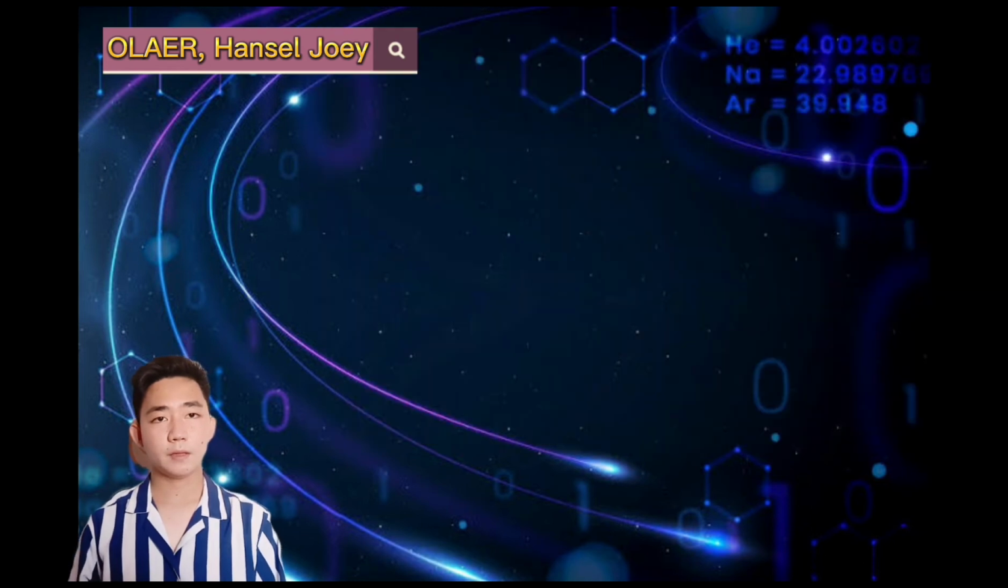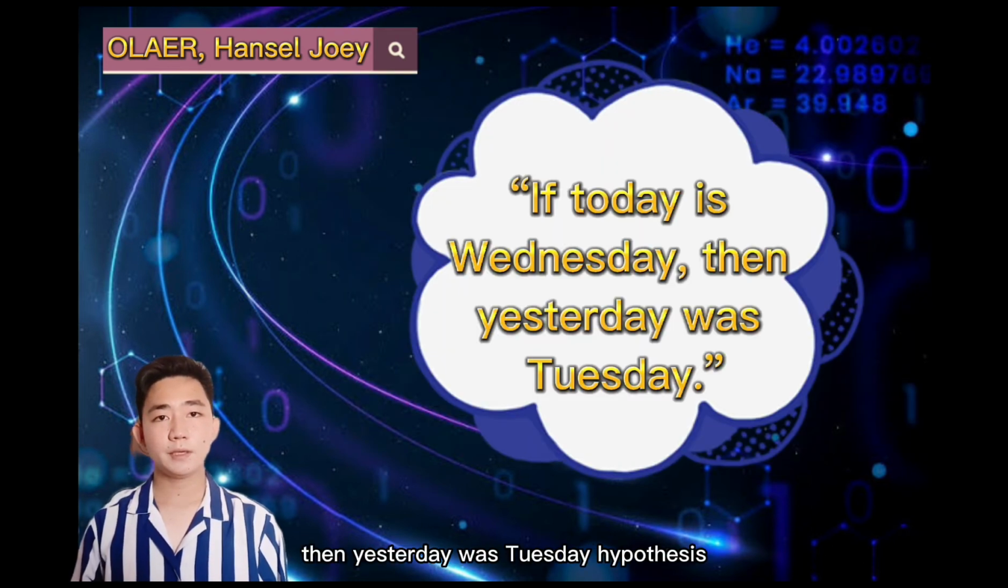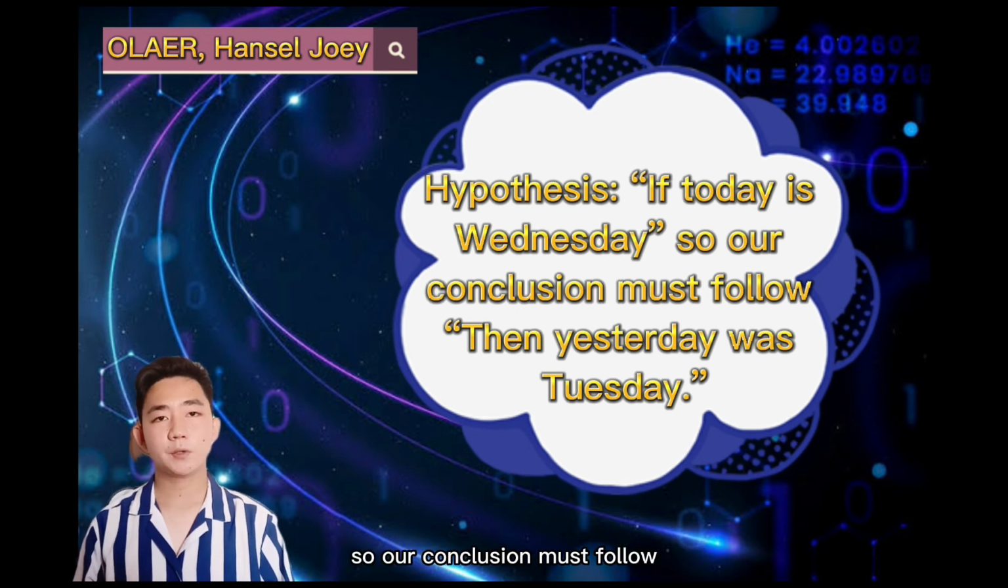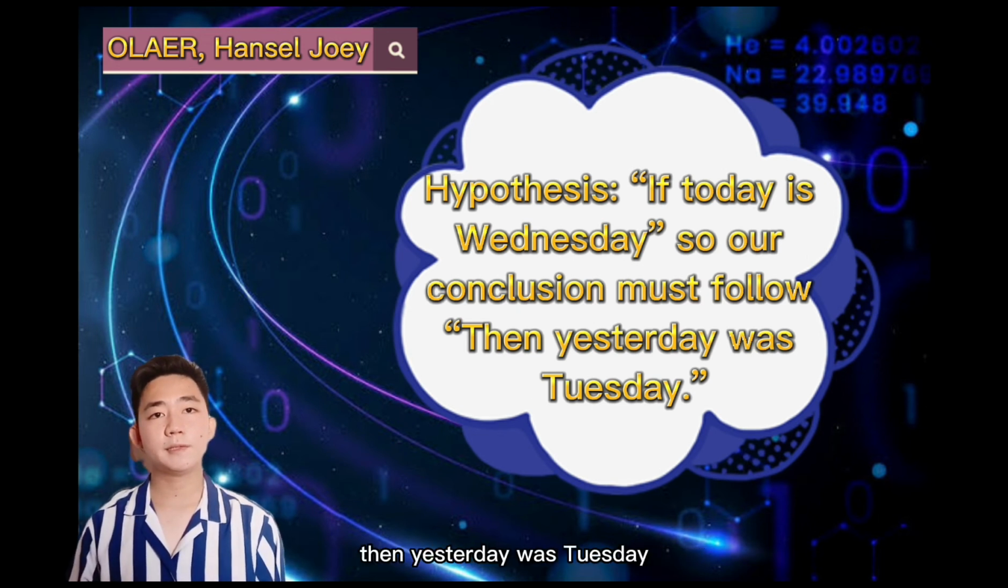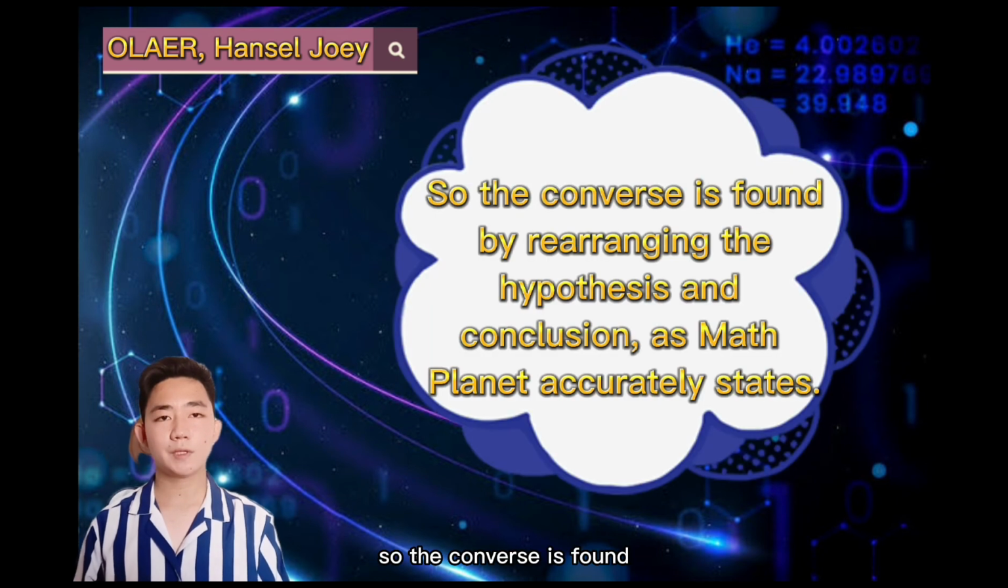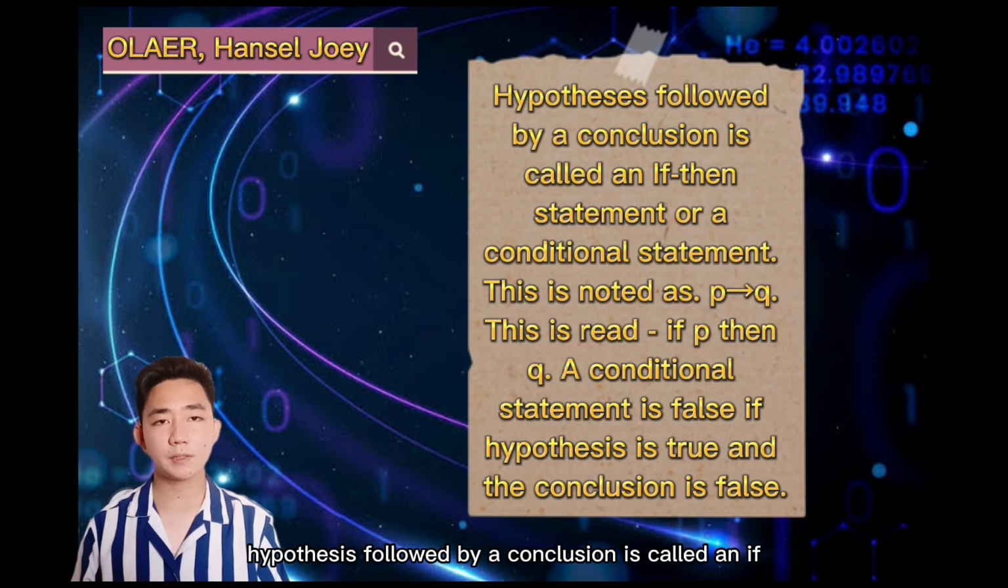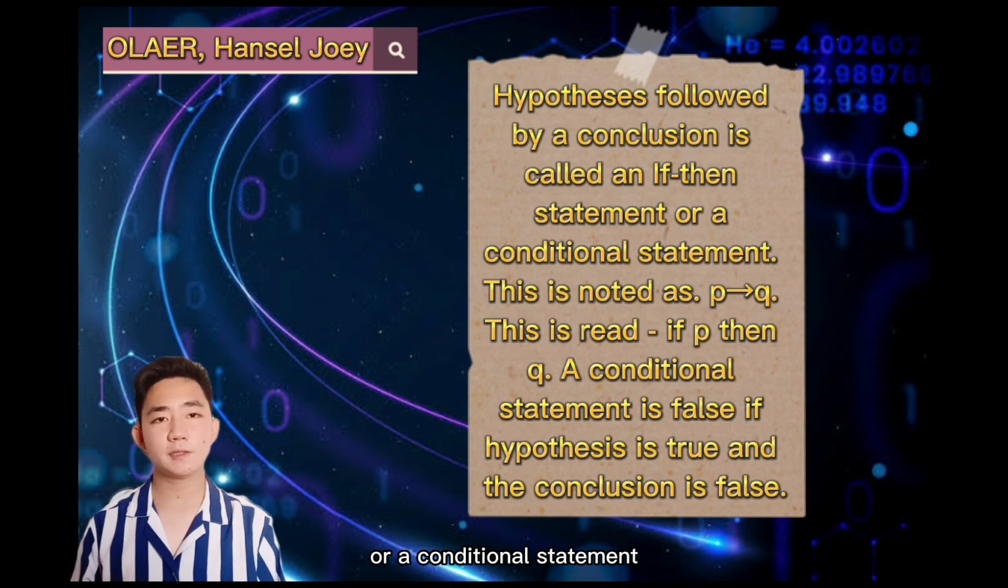Conditional statement: if today is Wednesday, then yesterday was Tuesday. Hypothesis: if today is Wednesday, so our conclusion must follow. Then yesterday was Tuesday. The converse is found by switching the hypothesis and conclusion. A hypothesis followed by a conclusion is called an if-then statement or a conditional statement. This is noted as if P, then Q. A conditional statement is false if the hypothesis is true and the conclusion is false.